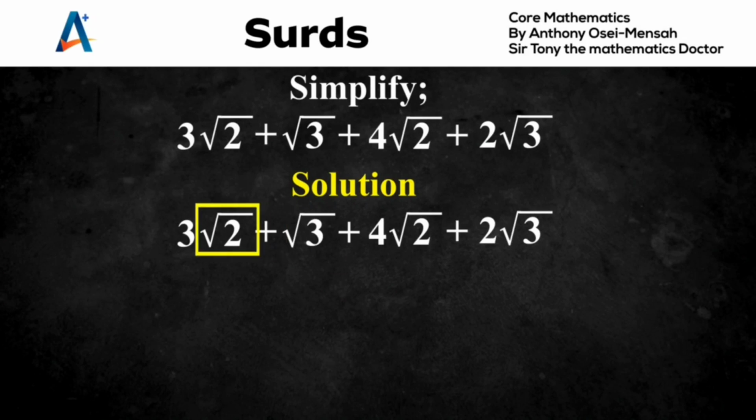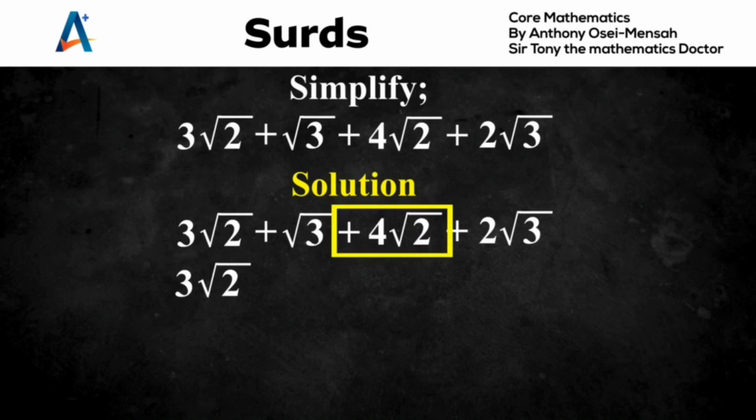So the first number is 3 square root of 2. I'll look for any set with square root of 2, and I've seen that 4 root 2 is the set that is like this particular set, 3 root 2. So I bring the positive 4 root 2, so plus 4 root 2. Please, you consider the sign in front of that particular set. Now, if you check, there is no other root 2 anymore.